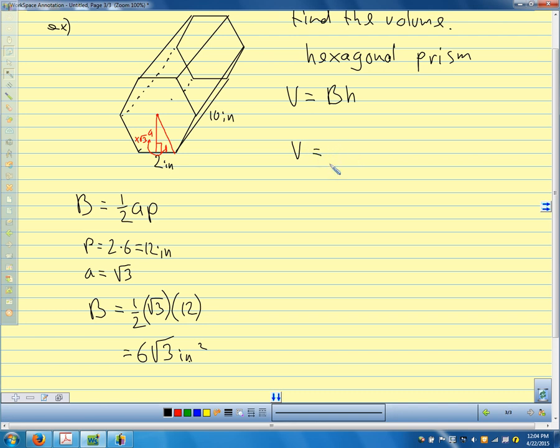The volume equals 6 square root 3, that's the area of the base, times what's our height? 10. From one base to the other, times 10. And I multiply outside the square root, so I get 60 square root 3 cubic inches. And that would be my answer in simple radical form.